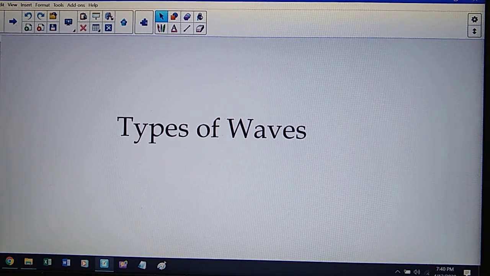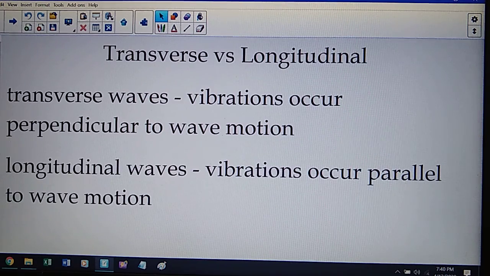Hello, and let's talk about different types of waves. There are a few main types of waves, including transverse and longitudinal.